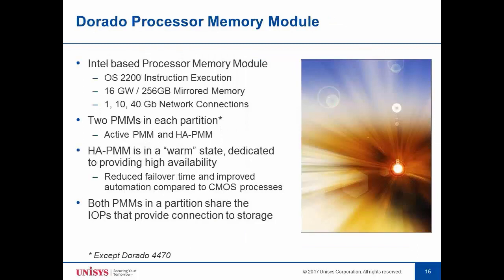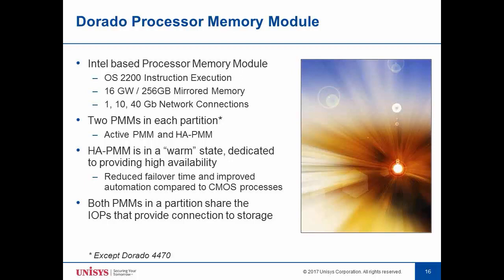I mentioned the processor memory module. Again, that's where the OS 2200 instruction set is executed through specialized firmware. It comes with 16 gigawords of available OS 2200 memory, and that's a common amount of memory for all of the platforms. Even the entry-level Dorado 4470 has 16 gigawords of memory available for the OS 2200 applications.